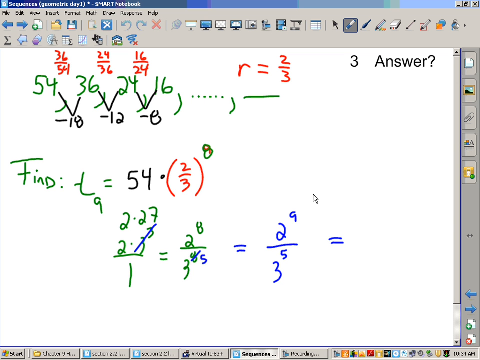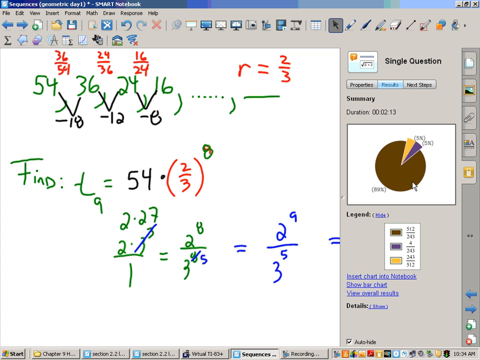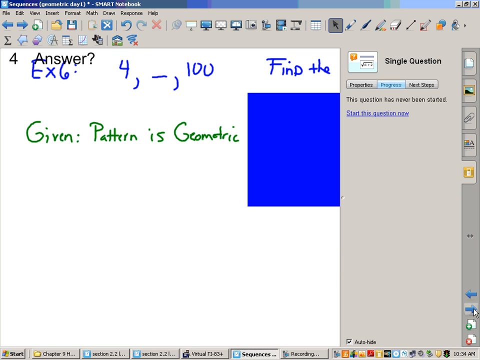Okay, 2 to the 9th is going to give us 512 and 243. 243 is, yeah. What I have. Okay, there we go. Let's see how we did. Not bad. Okay, we got 2 of us here that decided to flip them over, and another one didn't simplify right. All right, last one.